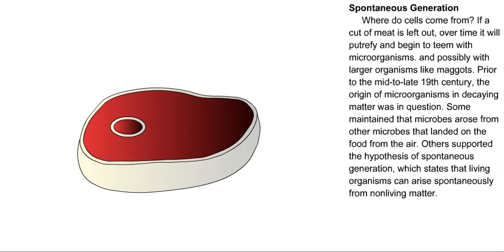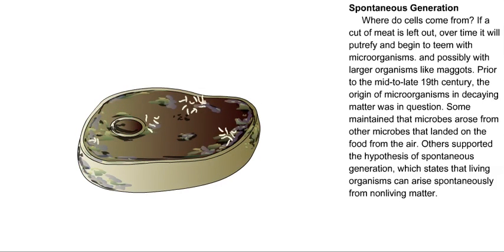Where do cells come from? If a cut of meat is left out, over time it will putrefy and begin to teem with microorganisms, and possibly with larger organisms like maggots. Prior to the mid to late 19th century, the origin of microorganisms in decaying matter was in question.